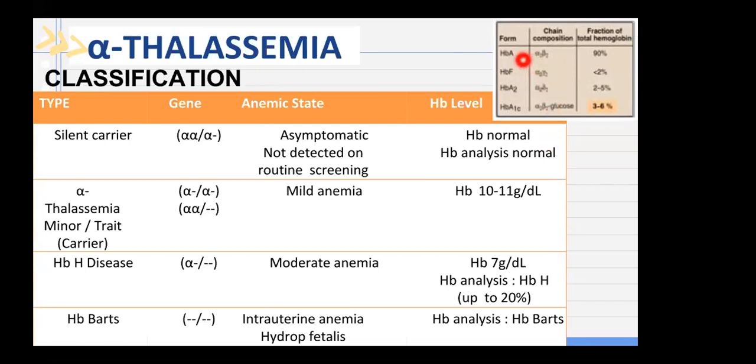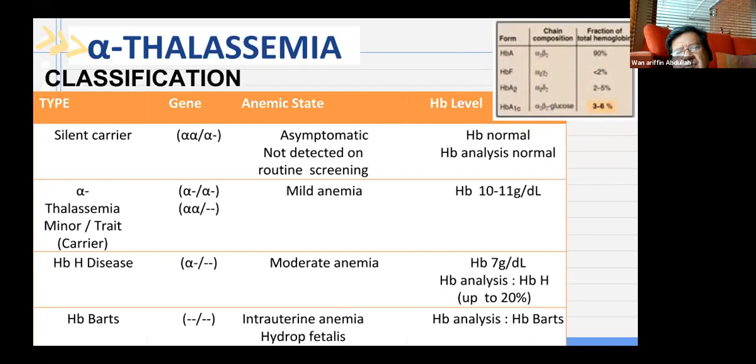And this is the adult form, which is HbA, around 90%, HbF, less than 2%, A2 at 2 to 5%, and HbA1c, around 2%. Okay. This is the normal hemoglobin component in normal people. When you do hemoglobin electrophoresis, this is what you see.